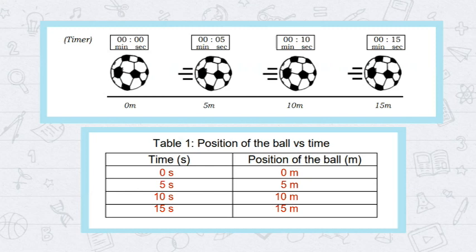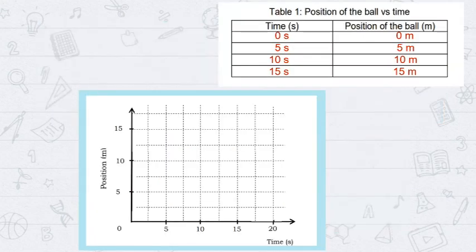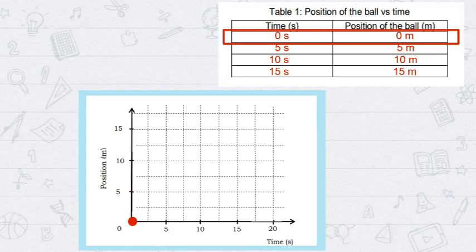Now that we have filled out the table with the data from the diagram, we are ready to plot them on the Cartesian plane. As you can see, time lies on the x-axis, while position lies on the y-axis. We will plot the first pair of measurements. Find where the lines intersect. 0 second and 0 meter. We will plot it here.